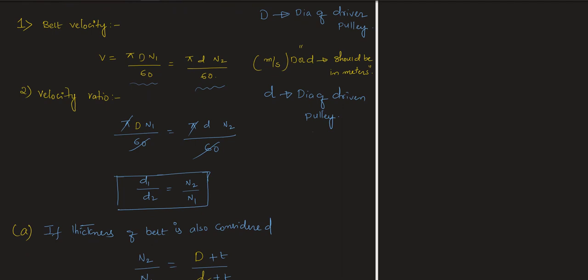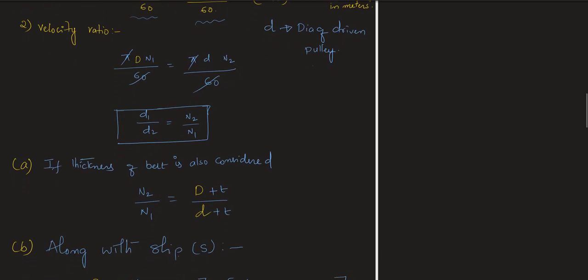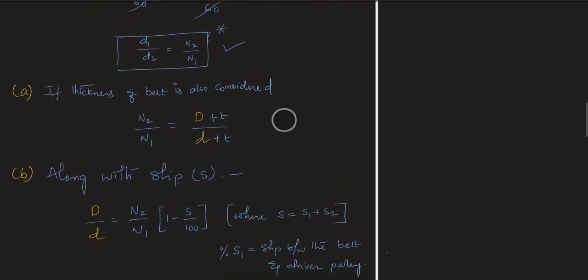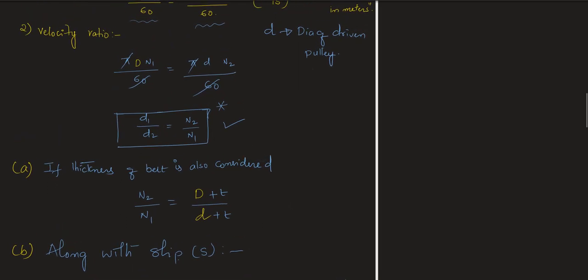And these should be equal, since the velocity of the belt on both the pulleys should be the same. If we equate them, we get a relation called the velocity ratio or speed ratio, that is D1 by D2 is equal to N2 by N1. In this formula we haven't considered the thickness of the belt, the slip, and also the creep of the belt.